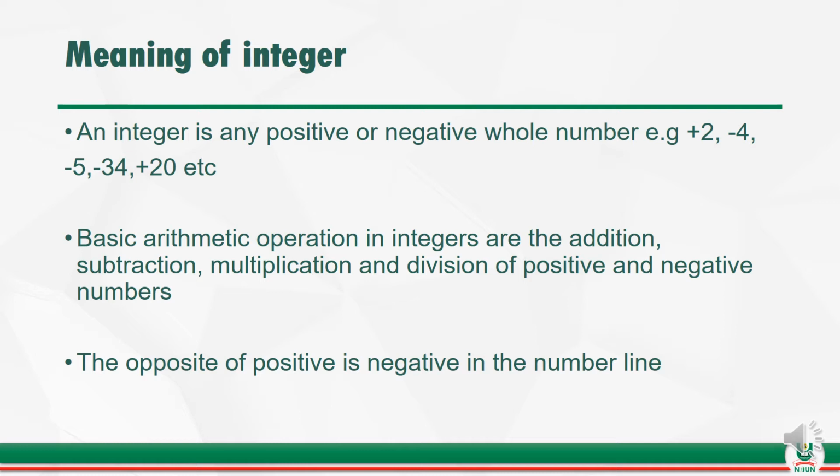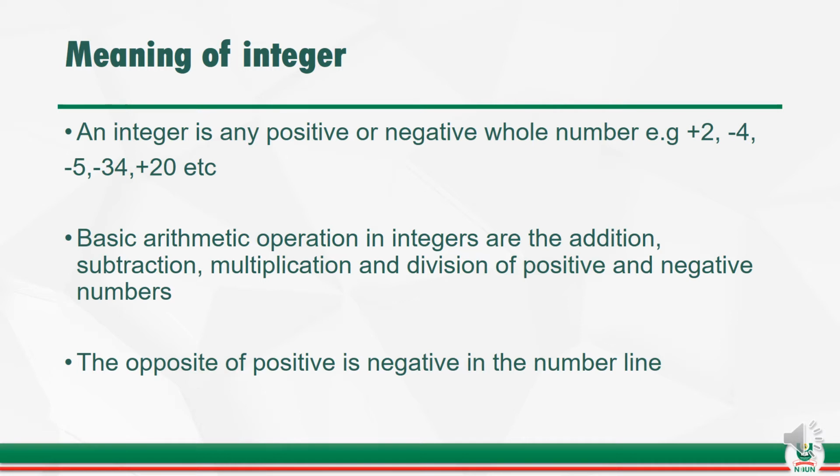By the time you begin to say -1/2, 1/2 is not a whole number, it's a fraction. So don't forget that it's a positive or negative whole number. Then we have basic arithmetic operations in integers. They are addition, subtraction, multiplication, and division of positive and negative numbers.